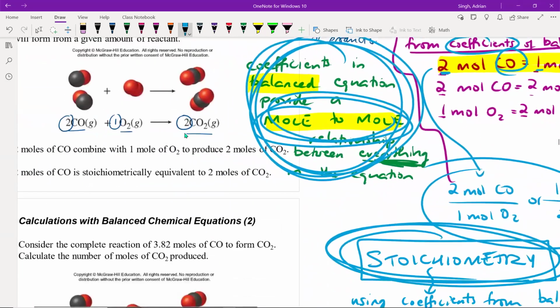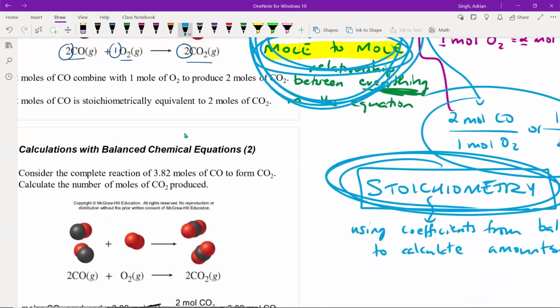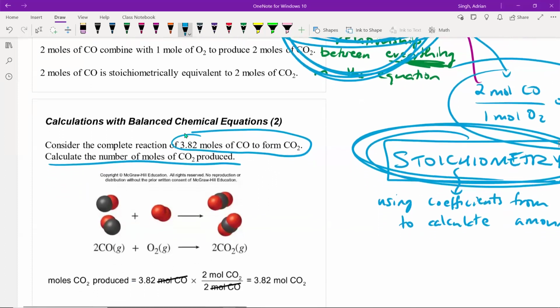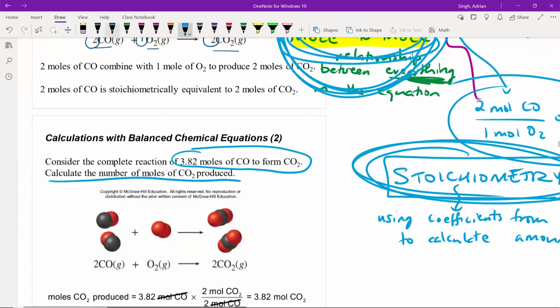So let's take a look at an example that we have here. It says, consider the complete reaction of 3.82 moles of carbon monoxide to form CO2. Calculate the number of moles of CO2 that could be produced. Okay, so the first thing that you want to do is make sure that you have a balanced equation. So ensure that your equation is balanced first. And it is, because we're using the same equation that we used previously.